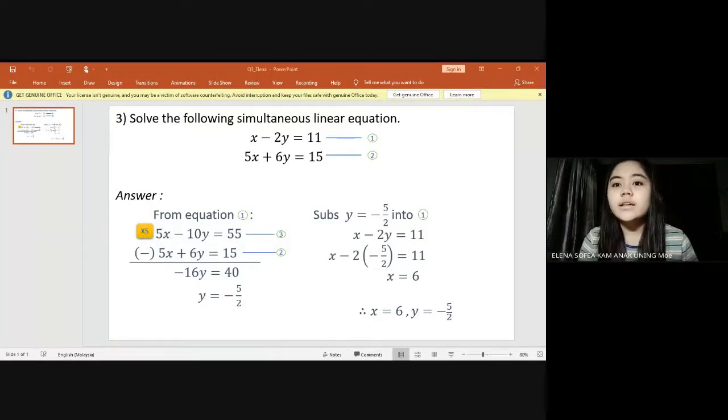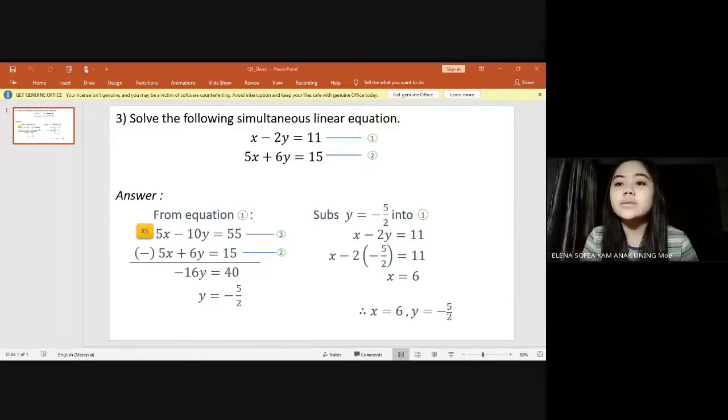From equation 1, we multiply by 5, so it will form a new equation, which is 5x minus 10y equals 55. And then we subtract equation 2, 5x plus 6y equals 15. So we will get the answer negative 16y equals 40. So we found that y is equal to negative 5 over 2.